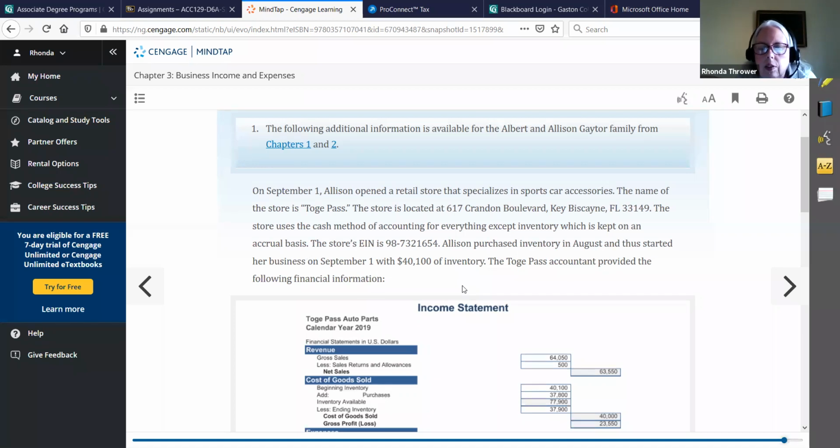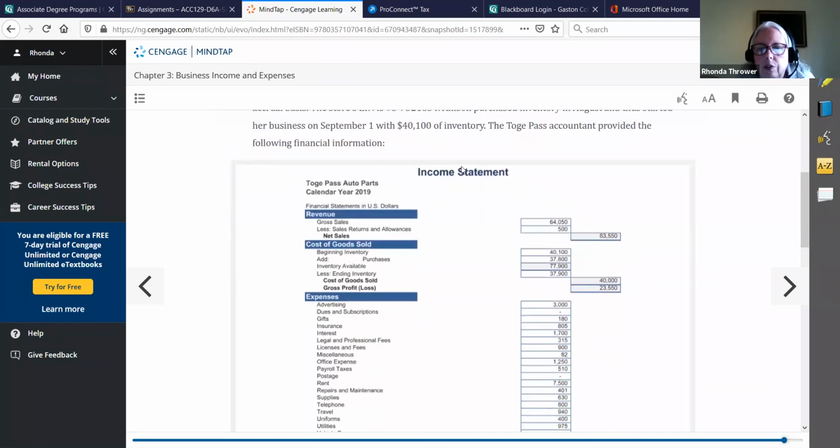All right, class, in this problem, we are doing a merchandising form of business. So we are going to have to work with cost of goods sold. And so that's why they're giving you the information about starting with September 1st inventory of $40,100. As you can see from the income statement that they've given you, they have calculated the cost of goods sold for you. They've given you the information that will go into the cost of goods sold section of the Schedule C. This information is right here.